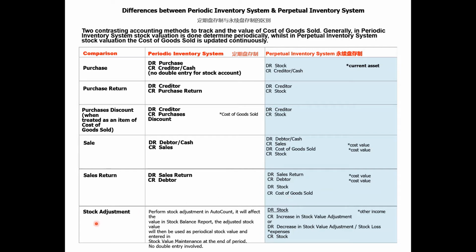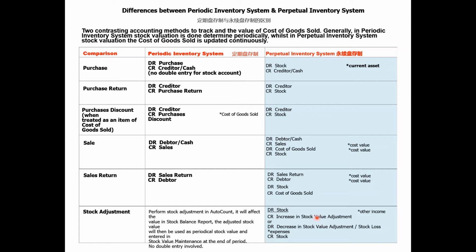So when it comes to stock adjustment, when you perform a stock adjustment in Autocount, it will affect the value in stock balance report. The adjusted stock value will then be used as periodical stock value and entered in stock value maintenance at the end of period. So there is no double entry involved, right, in the periodic inventory system. Whereas in the perpetual inventory system, it will debit the stock, right, and credit increase in stock value adjustment.